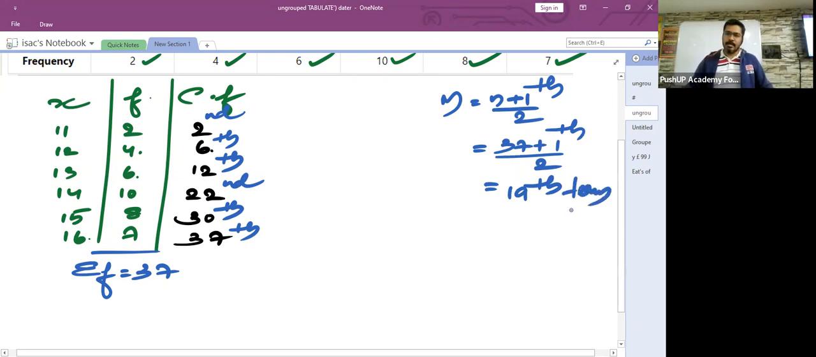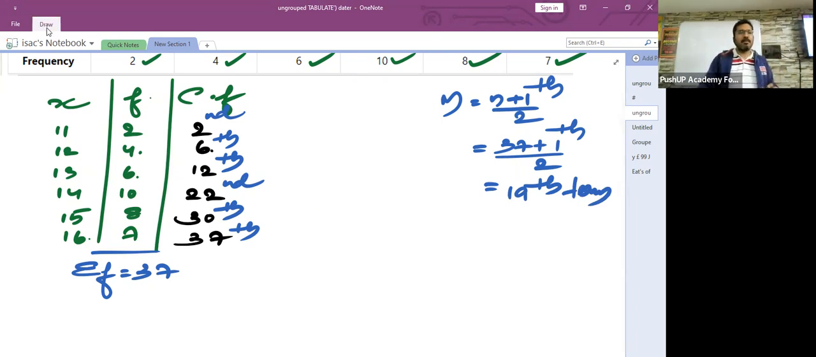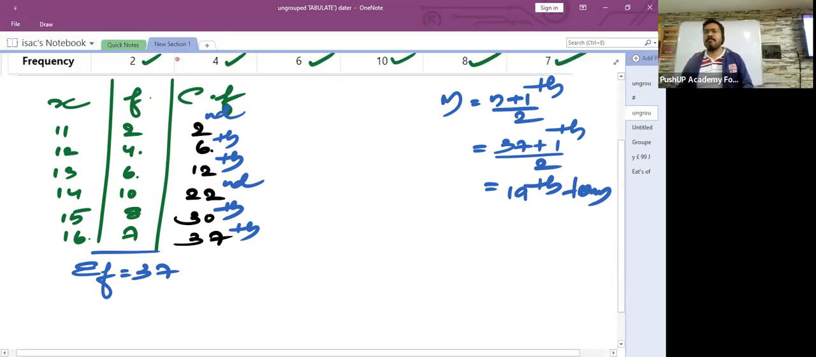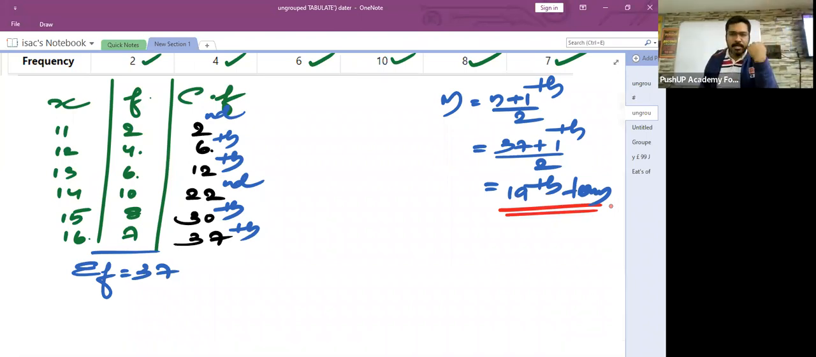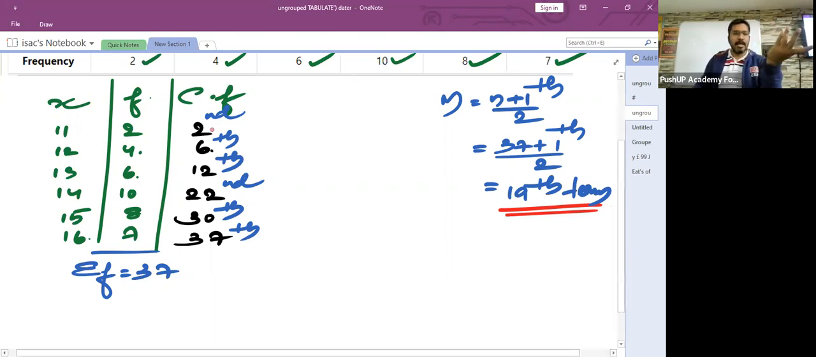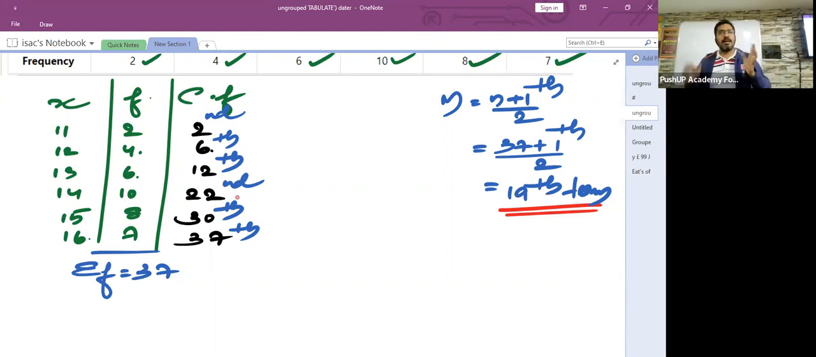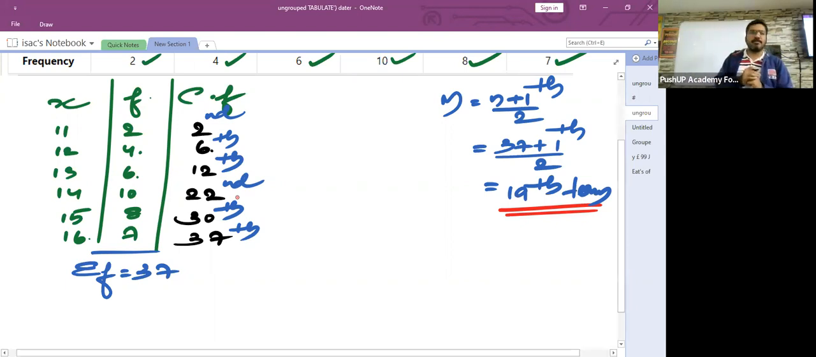So the 19th term. Now, a very interesting thing I'm going to teach you, children. The median value is going to be what? The 19th term. Now you're going to check in the column of cumulative frequency. Where is the 19th term? I'm having 2nd term, 6th term, 12th term, 22nd term, 30th term, and 37th term. Nowhere do I get the 19th term. Where is it? Now you are going in search of that.